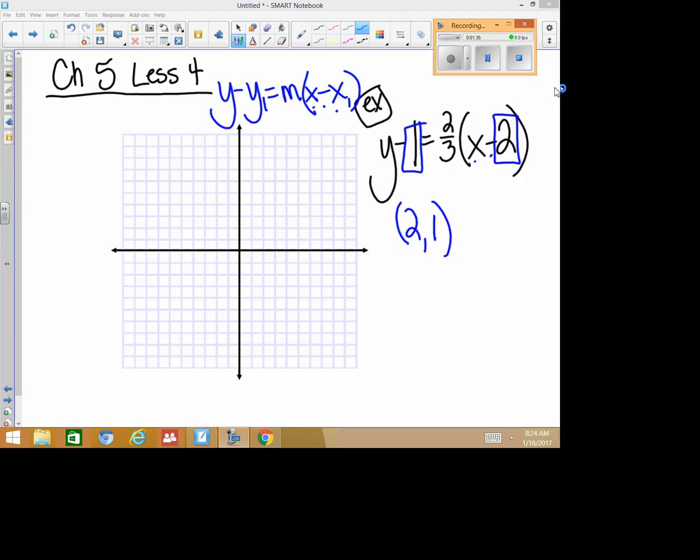Rise 2, run how many? Oh, 3. So my m is 2/3. So what I'm going to do is I'm going to graph this point. So over 2, up 1. So there's that point. Over 2, up 1. Because x is 2, y is 1. And now, Maggie said the slope is rise 2, run 3. So from the point I made, rise 2, run 3.